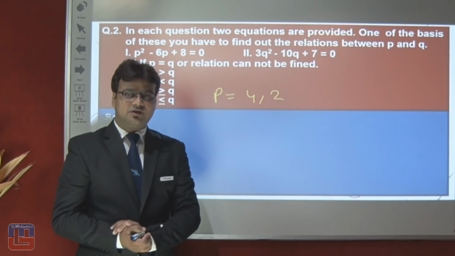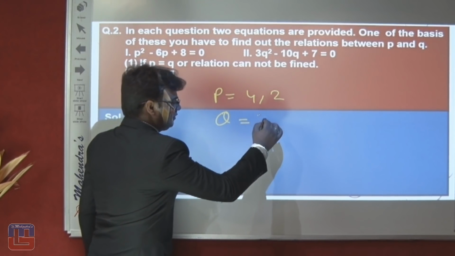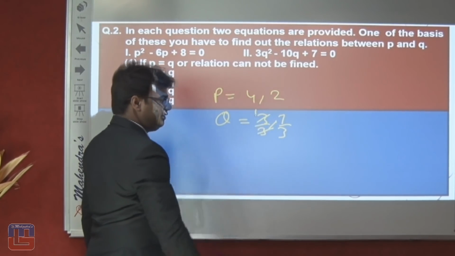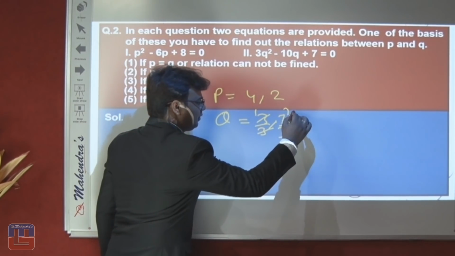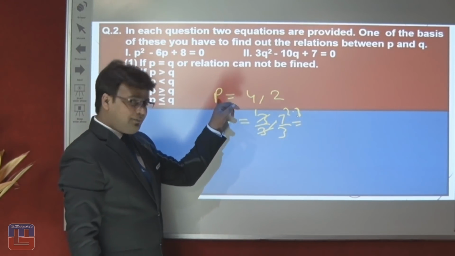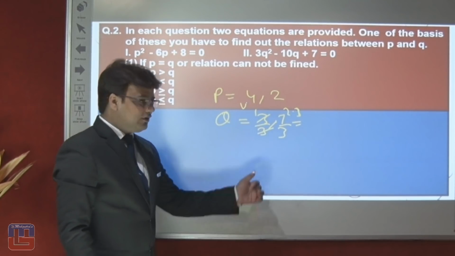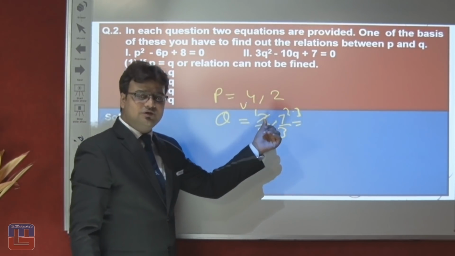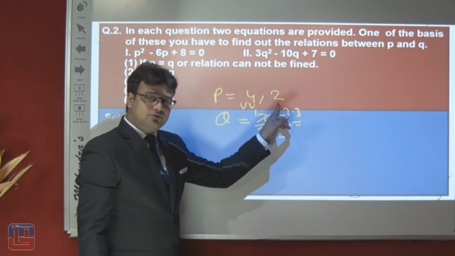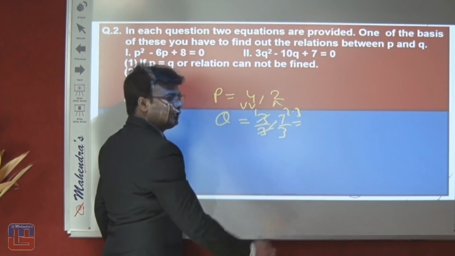Similarly 3Q square minus 10Q plus 7: 3 and 7 make 10, that means Q values are 3 and 7. Divide by 3 also: 3 ones are 3 and 3 twos are 6, that means approximately 2 point something, 2.33. So compare: when P value is 4 and Q value is 1, it shows P is greater than Q. When P value is 2 and Q value is 1, it also shows P is greater than Q. When P is 2 and Q is 2.33, it represents Q is greater than P.